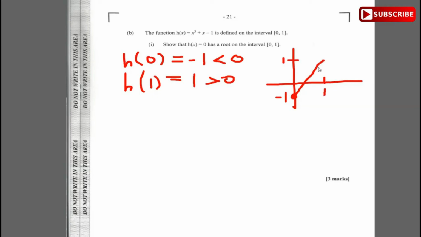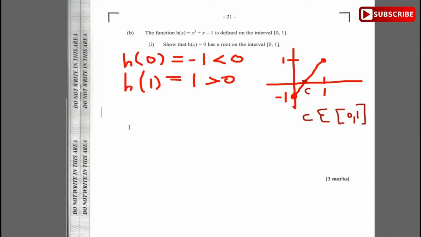So by IVT, there must exist some root that is between 0 and 1. That's all the IVT says. Because h of x is continuous, and h of 0 is negative 1, and h of 1 is 1, there must exist some root. This root right here, we can call it c, where c is an element of 0, 1. That's IVT. So let's write that down now. So let's conclude now.